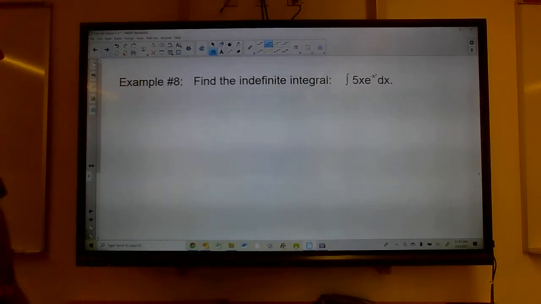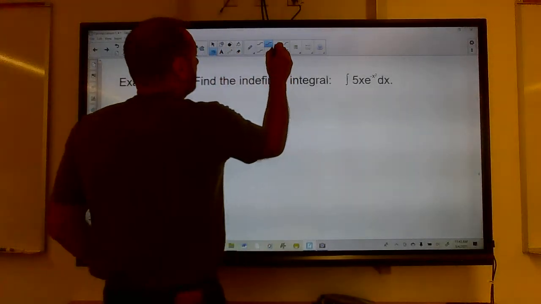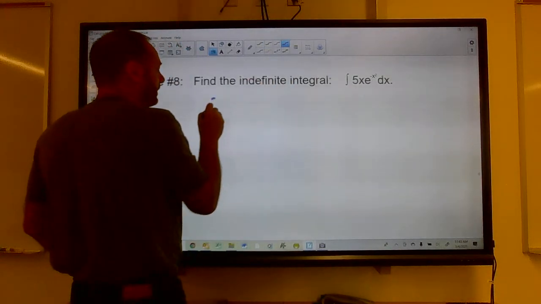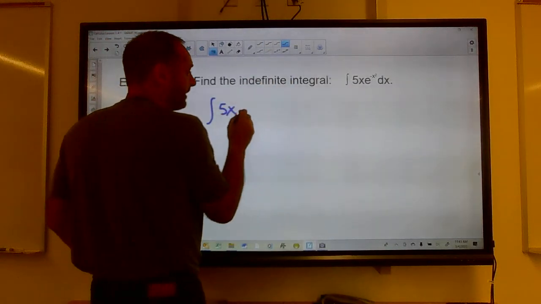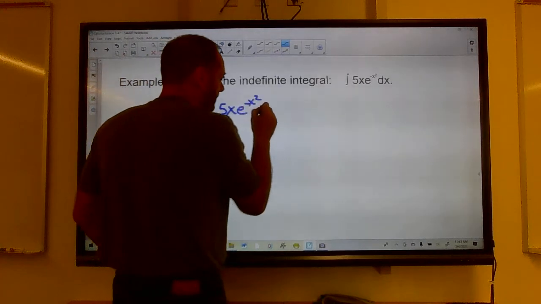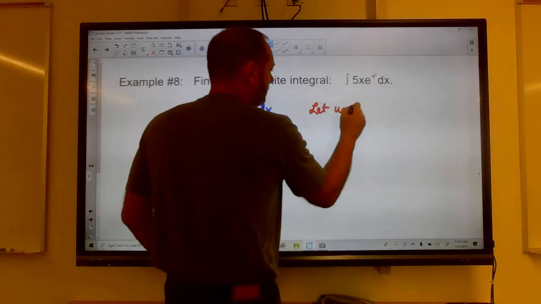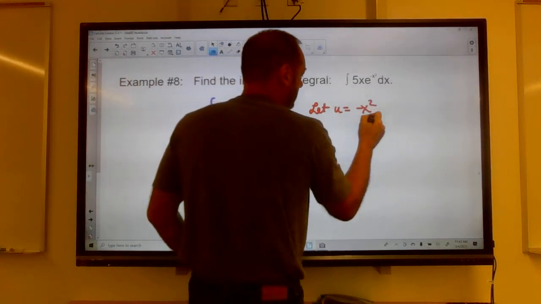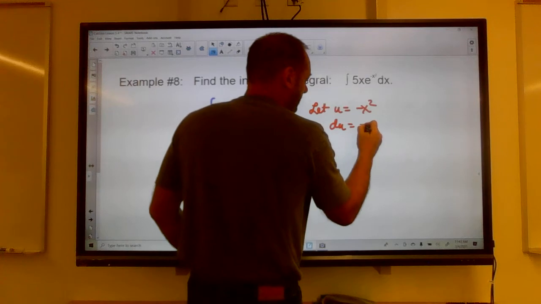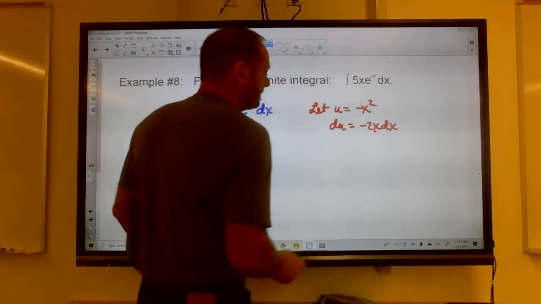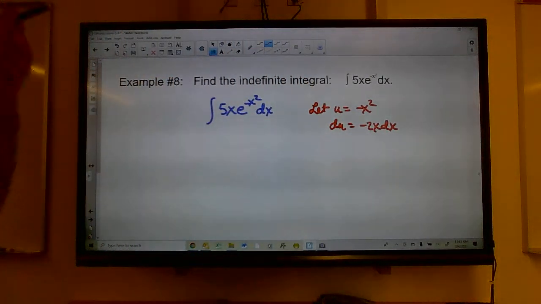Find the indefinite integral 5x e to the negative x squared power. Okay, so this is again another one we could use some u substitution on. All right, so let's rewrite it here a little bigger. 5x e to the negative x squared dx. Okay, so we're going to let u equal negative x squared, so that du is negative 2x dx.